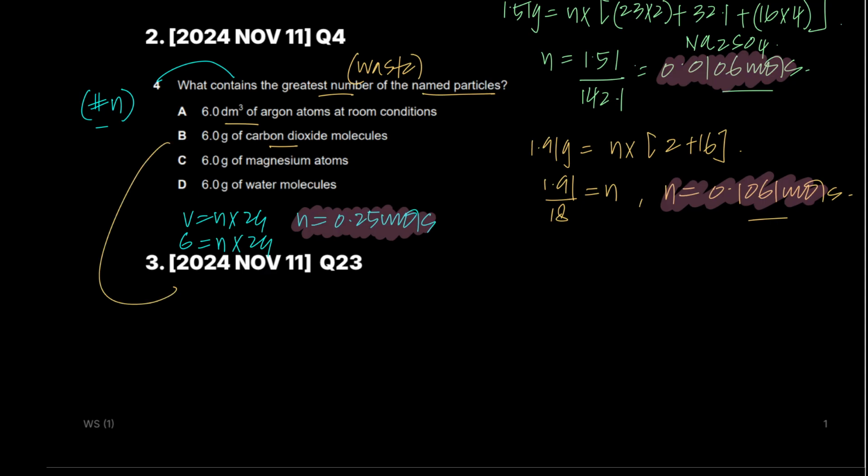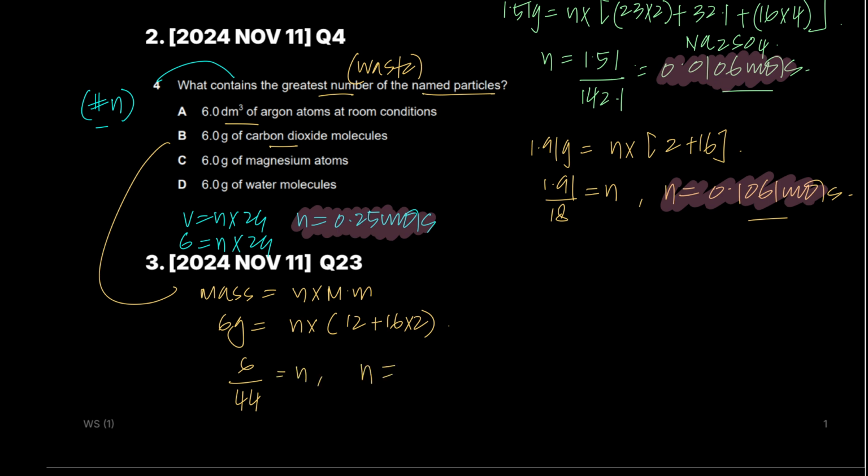6 grams of carbon dioxide. So mass equals mole times molar mass. What's the mass of carbon dioxide? That's 6 grams given. Moles, I need to find. Molar mass of carbon dioxide is 44. If you did not know that, let me just make you calculate it. Carbon is 12, oxygen is 16, times it by 2, right? So 6 divided by 44. This will give me the moles of carbon dioxide molecules. So moles equals 6 divided by 44, which is 0.1363.